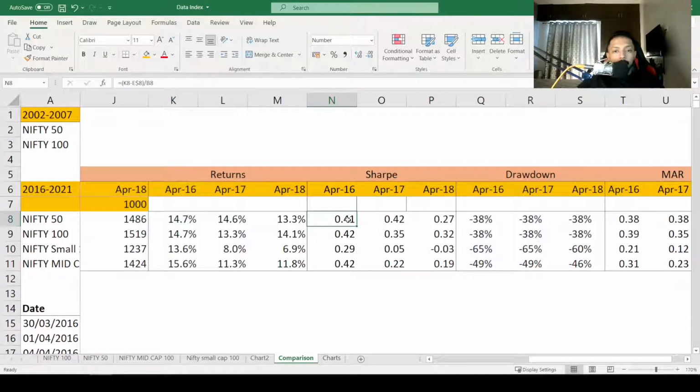you are far better than the small cap. The small cap Sharpe is about 0.29, okay, and the Sharpe in Nifty 50 was about 0.41, okay. So for 1 year, the Nifty 100 and Nifty mid cap probably are performing far better than the small cap stocks, right? April 17 also, the same story repeats. Look at what happens in April 18. So when you shorten the duration even further, the performance of small cap goes for a toss, right?